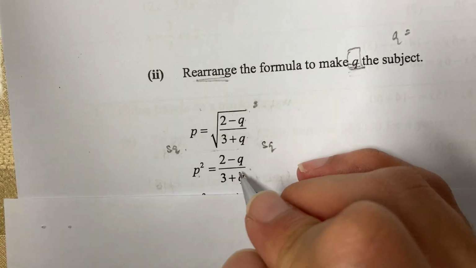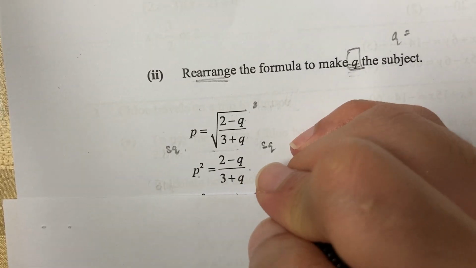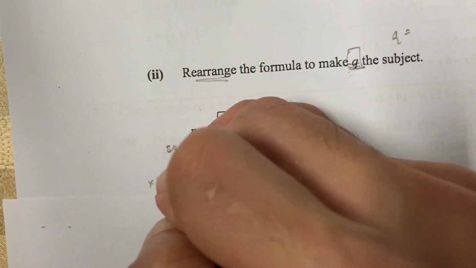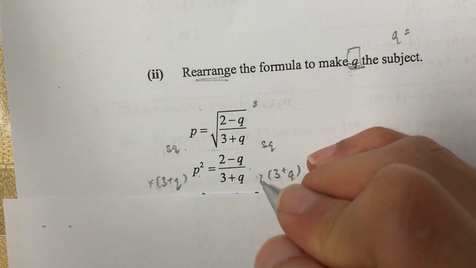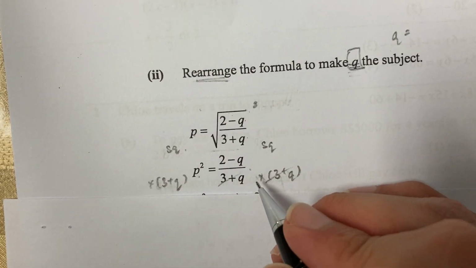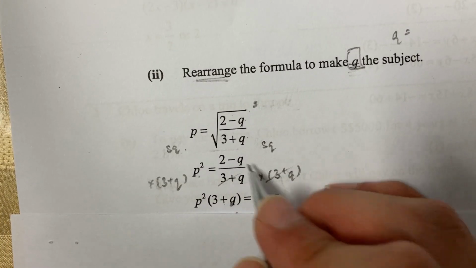Next, there's a fraction here that's also very complicated. We want to get rid of the fraction. So you actually multiply by 3 plus Q on both the left and right side. What you do to the left, you have to do to the right. When you do that, the purpose is to get rid of the denominator 3 plus Q. That's why we will end up with P squared times 3 plus Q and then 2 minus Q left.